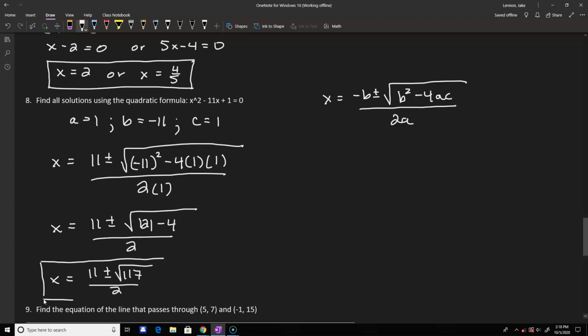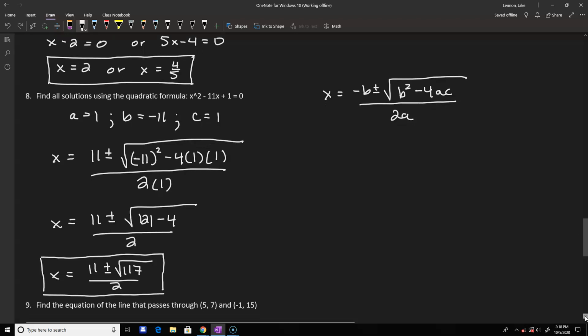So not a lot of thought in terms of algebra. You just need to make sure that you're plugging things into the formula correctly and using parentheses. I would say the most common mistake here is the b squared part. If b happens to be negative, and you forget to put the parentheses around that negative 11, you could end up with negative 121 rather than positive 121.